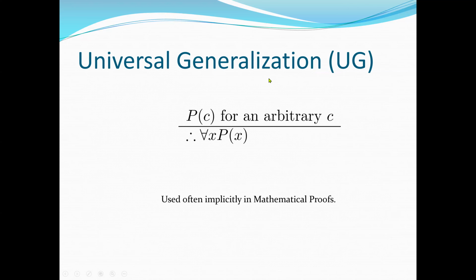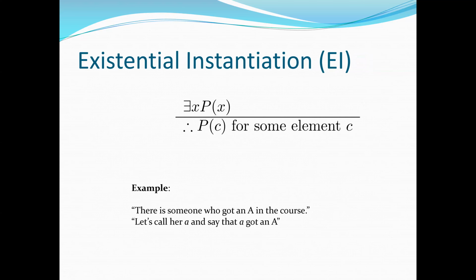Now we have universal generalization, which is UG: P(c) for an arbitrary c, therefore for all x, P(x). And existential instantiation, EI: there exists x, P(x), therefore P(c) for some element c. An example here is there's someone who got an A in the course. Let's call her A and say that she got an A.